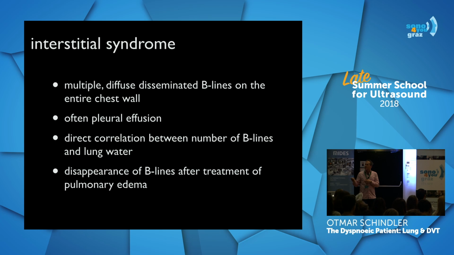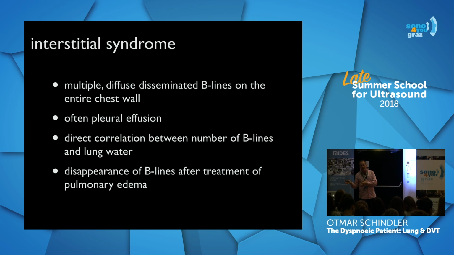So what do we see? Disseminated B-lines on the entire chest wall. Where do we scan? Scan just everywhere, huh? But there are 8 specified regions where we should scan. I will show you that. There can be pleural effusion. As I told you, in congestive heart failure, people very often have a little bit of pleural effusion, or sometimes also a bit more. So you can scan for both things. You can see your pathology.